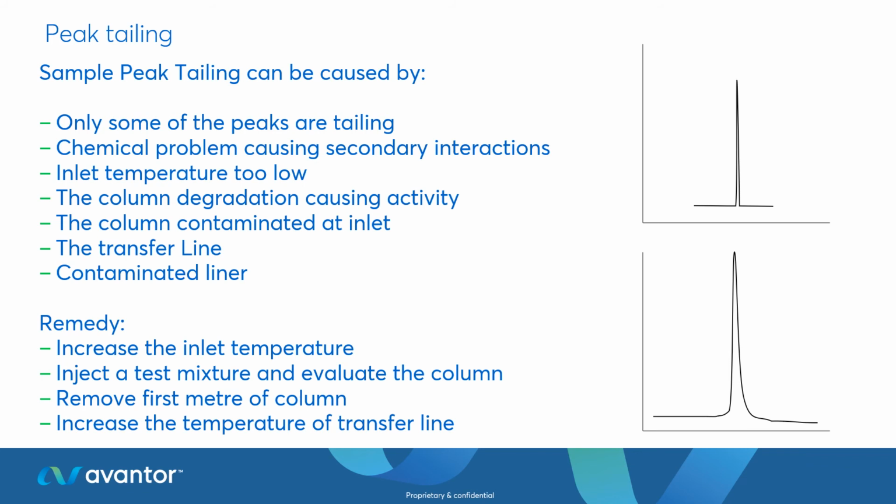In terms of the remedies, increasing the inlet temperature can help. Looking to inject a test mixture and evaluate the performance of the column can also help determine whether or not we've got the right column. Is the column too old? We need to replace. Is the column just the wrong sort of column? We need to replace. And then looking at more drastic measures, potentially removing the first meter of the column in order to identify if it is actually coming from the column, or if we're running with certain detectors, look to increase the temperature of the transfer line.